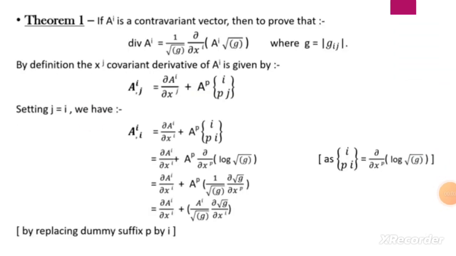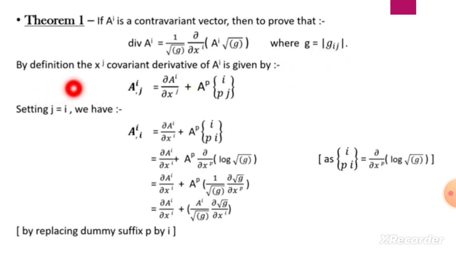Now coming to theorem number 1, it says if a to the power I is a contravariant vector, then we have to prove that divergence a to the power I is equal to 1 upon under root g, del upon del xi of a to the power I under root g, where g is equal to mod of gij.